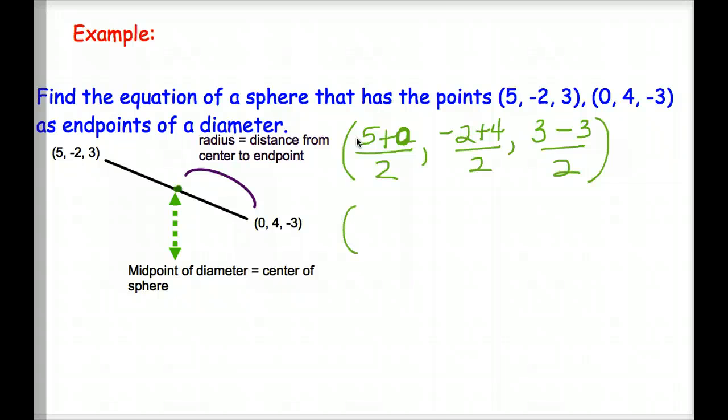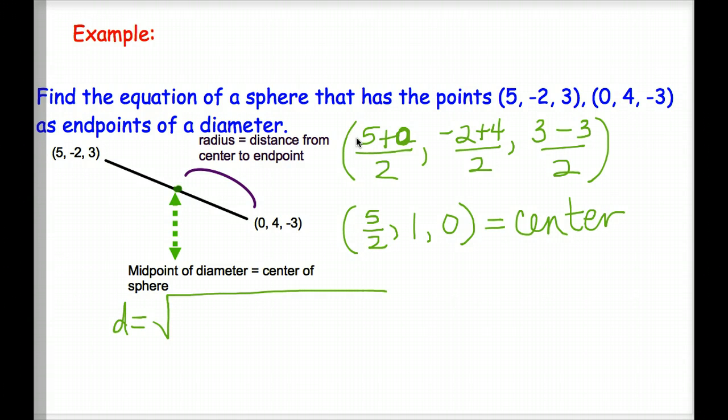So the center is going to be (5/2, 1, 0). All right, now that we know the center, all that is left to find out is the radius. And the radius is going to be the distance from the center to one of the endpoints. So I'm going to come down here and find the distance using the formula. And remember, this formula is just an extension of the Pythagorean theorem.